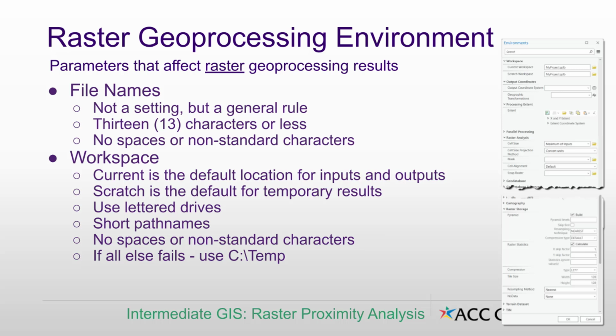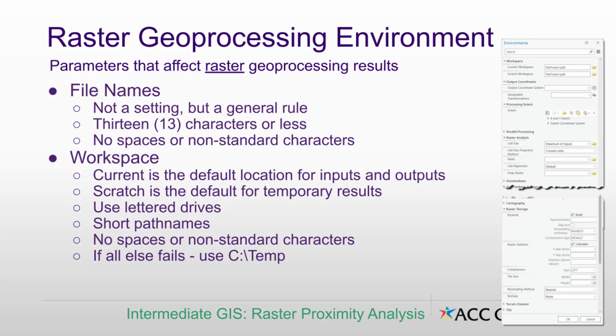Now, we've already discussed geoprocessing in a previous topic, but when you are performing raster geoprocessing, it's very important that you have your environmental parameters set correctly. And it starts with the file names. Now, the file names are not really an official parameter, but as a general rule, you need to make sure that your raster data sets include 13 characters or less.